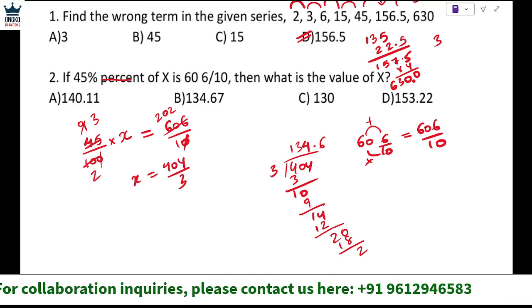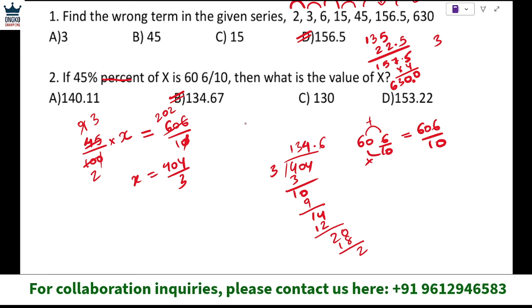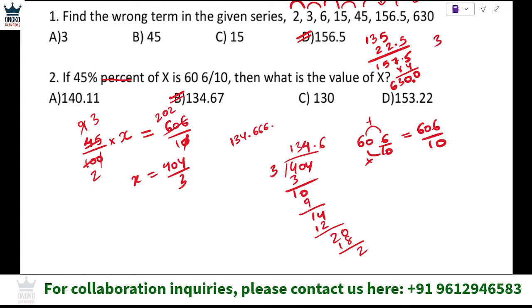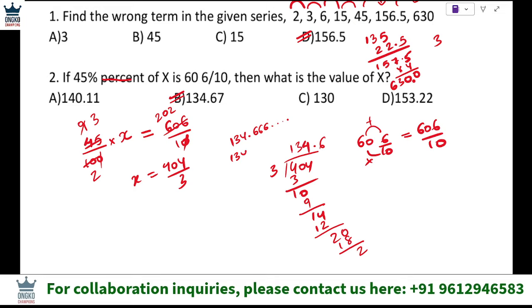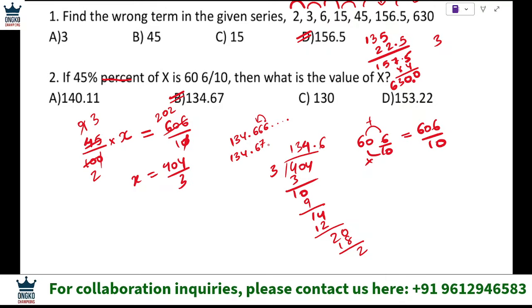So 134.666 and it continues. This one is equal to 5 or greater than 5, that means we will give 1. This becomes 7.